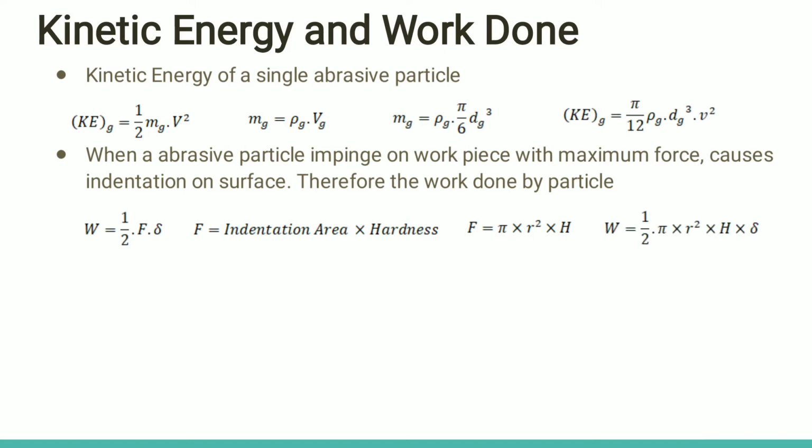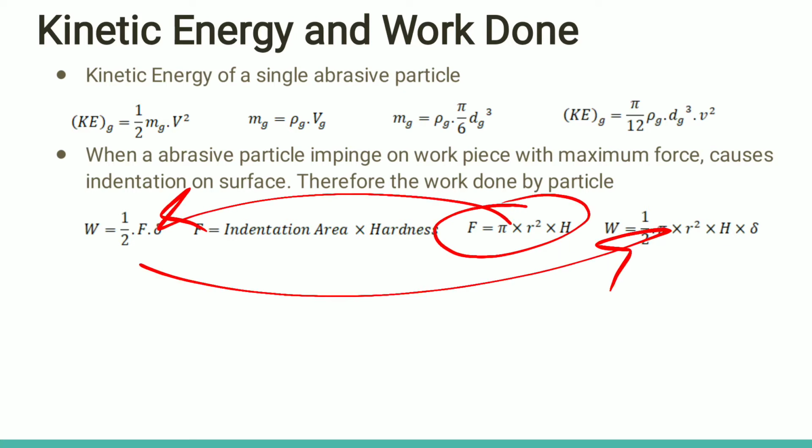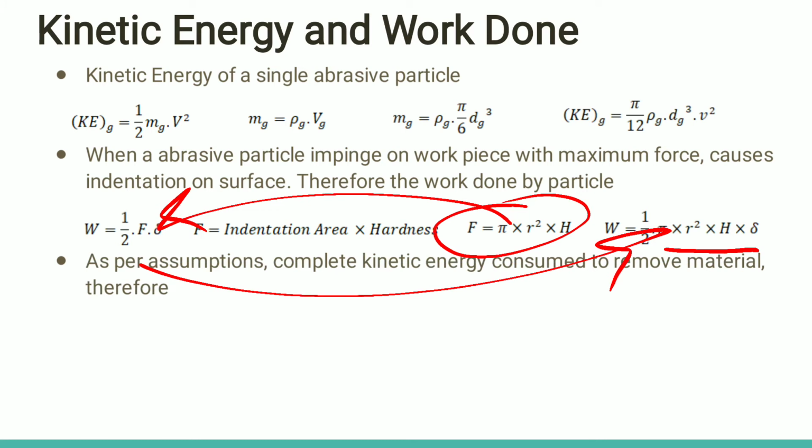Okay, so when I put this F value over here, we get W equals 1 by 2 pi into R square into H into delta. Next, when we were considering the modeling of MRR in the last video, we discussed that we have to take one assumption, that the complete kinetic energy is utilized to remove the material.